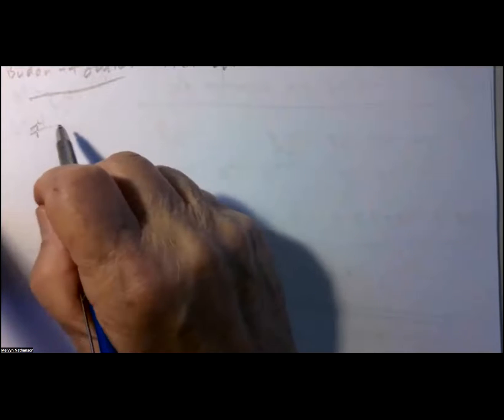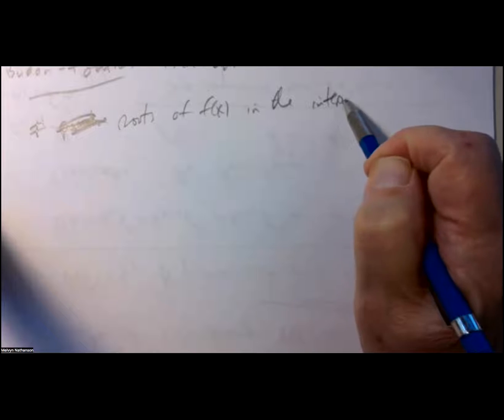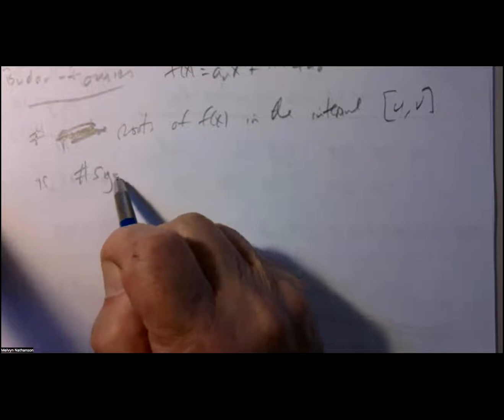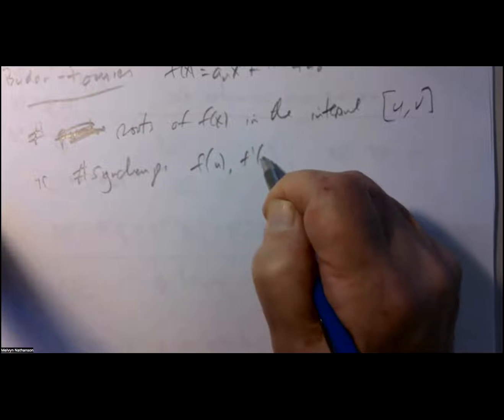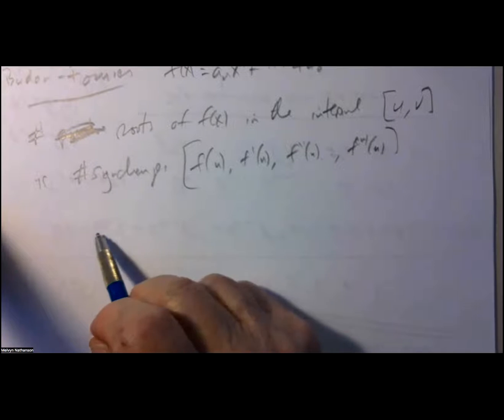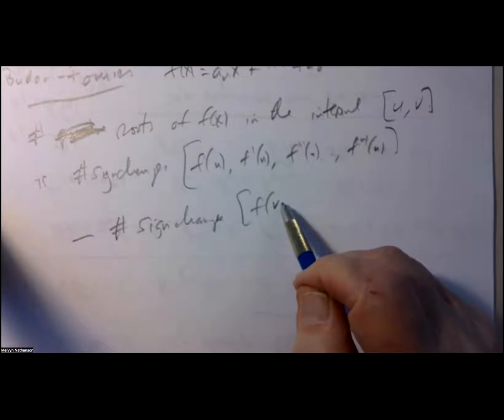So the number of roots of f of x in the interval, let's say from u to v, is, I apologize for my illegible writing here, the number of sign changes when you take f of u, f prime of u, f double prime of u, up to the nth derivative. So this is a sequence. Ignore whatever terms might be zero, and the number of sign changes minus the number of sign changes in the sequence where you evaluate at the right point v.